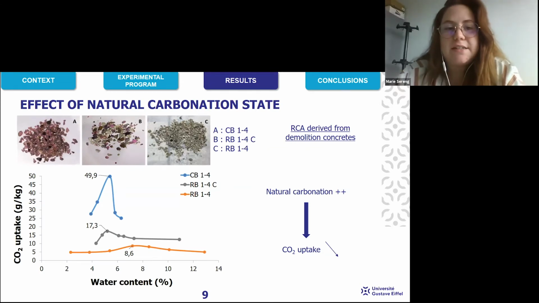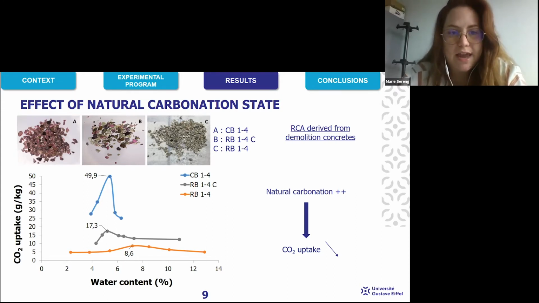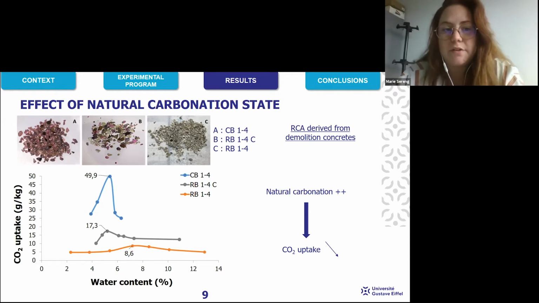For the first effect of our results, the first effect is the effect of the natural carbonation state for recycled concrete aggregate derived from demolition concrete. We have 3 recycled concrete aggregates. The first is CB14, and after phenolphthalein spray, we can observe that they are non-carbonated. The second recycled concrete aggregates are RB14C, and after phenolphthalein spray, we can observe that they are partially carbonated.